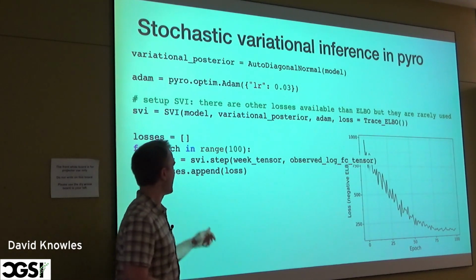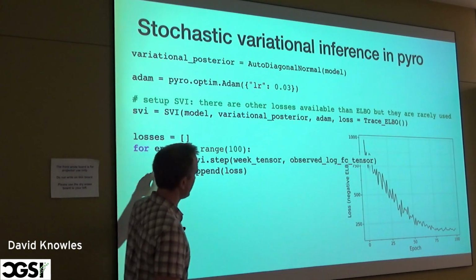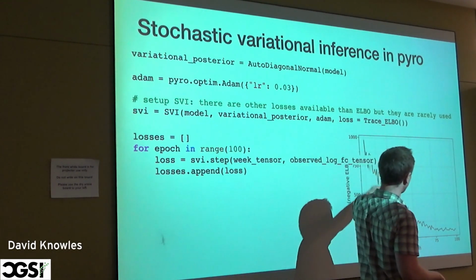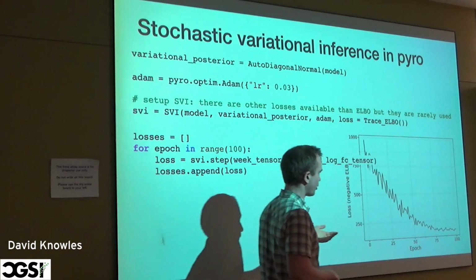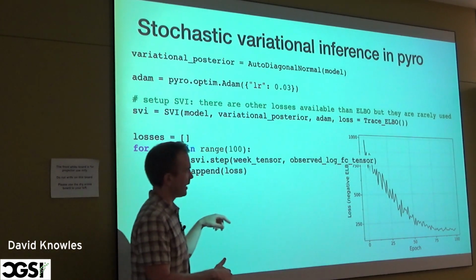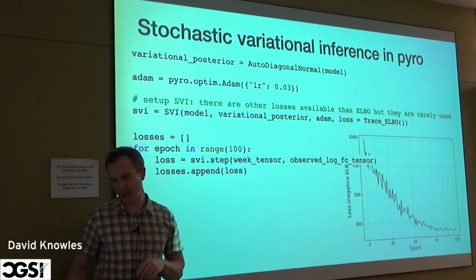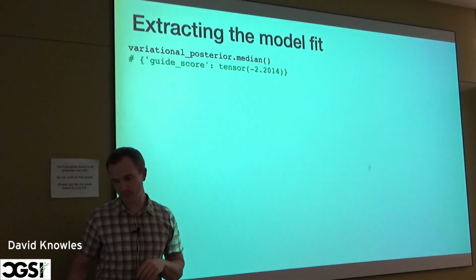So we can check that this loss value is going down over the epochs. It's a bit noisy. That's because the way Pyro evaluates the objective uses Monte Carlo sampling, and so there's noise in the estimation of the ELBO.